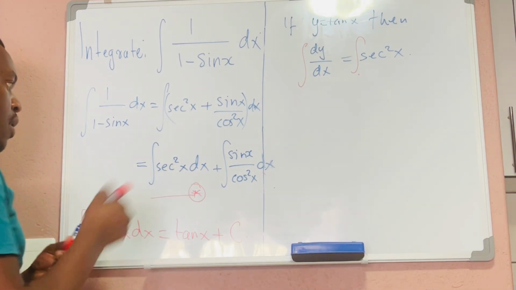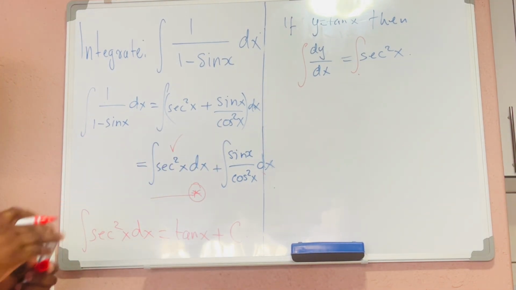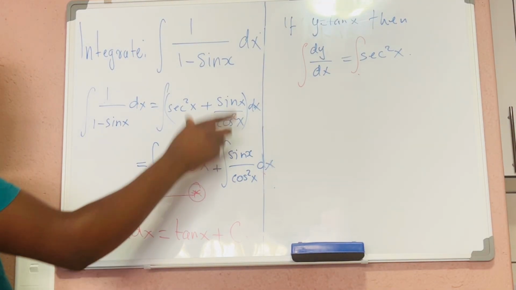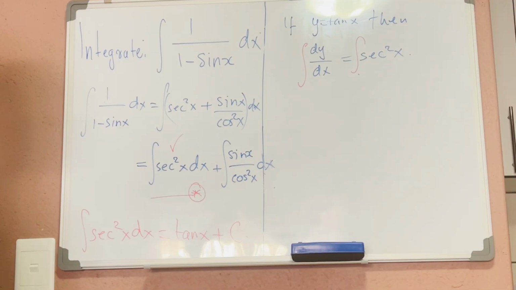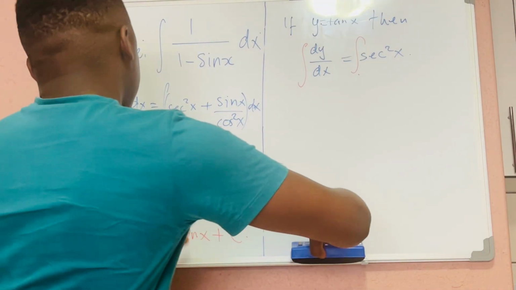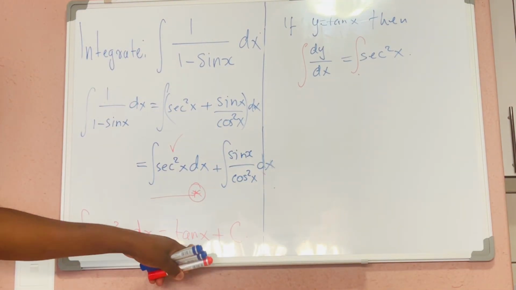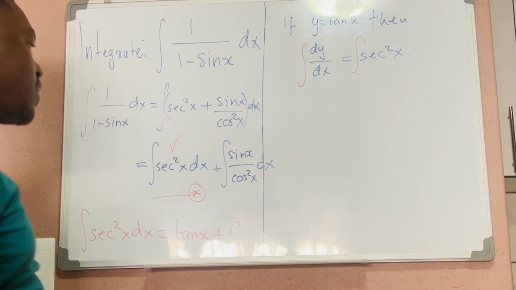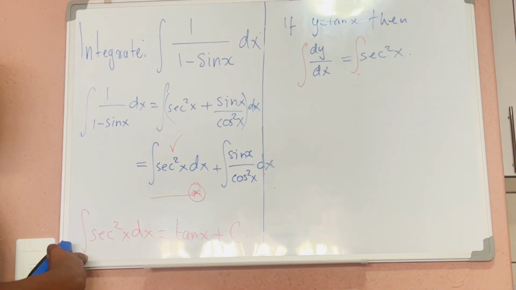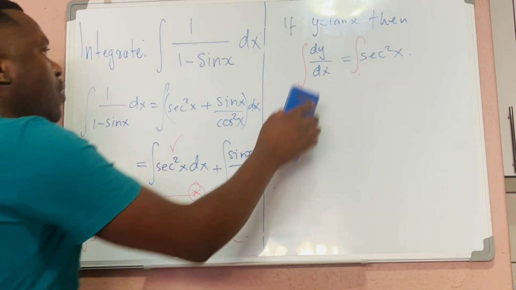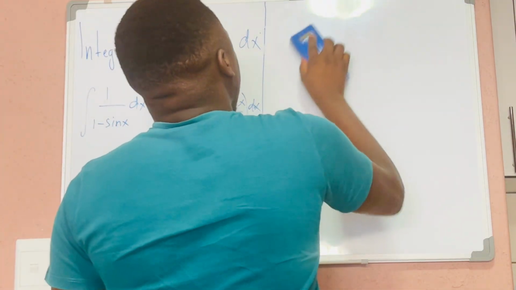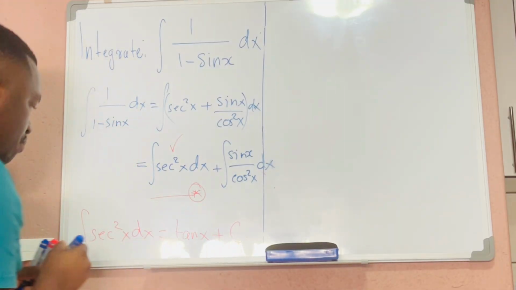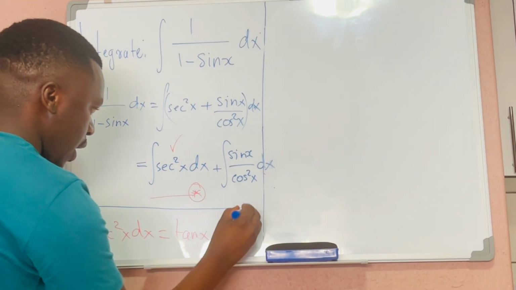So I've sorted this guy. That guy is well solved because it's well known to be the tangent of x. The antiderivative of this guy is actually the tangent of x plus a constant of integration, since we are looking into indefinite integrals. Right, so we're left with the second part. We are left with the second part, so I'm just going to highlight that.